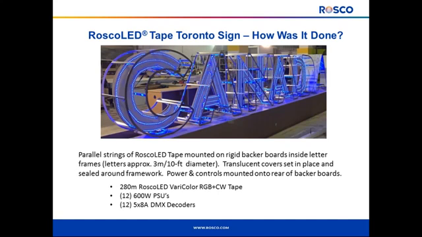Then the entire structure is basically covered with translucent material that's sealed around the framework. In this case, we used about 280 meters of RoscoLED tape, again with a number of our larger power supplies and the DMX decoders.